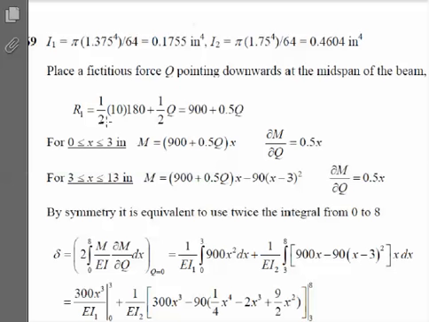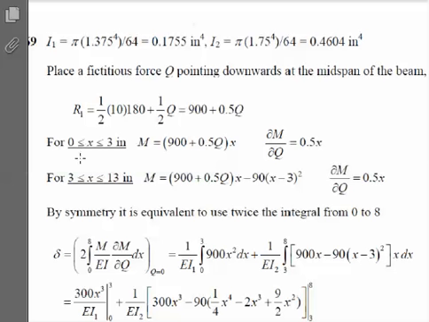So our reaction on the left and the right-hand side is 900 plus 0.5 Q. Now, we are still going to have to write, I missed it earlier, two different moment equations for two different regions because of the small section and the large section. We don't have to write four. That's where using symmetry will help us.